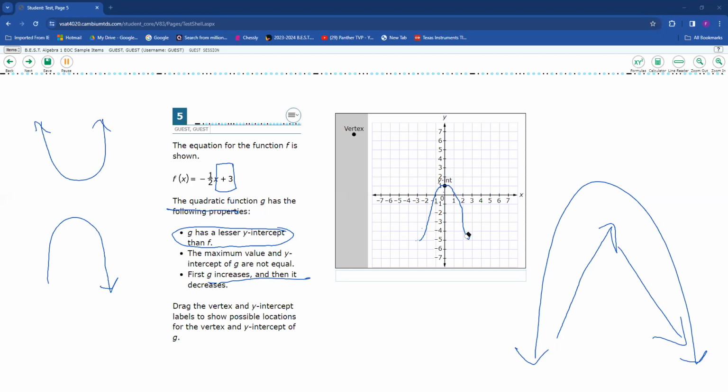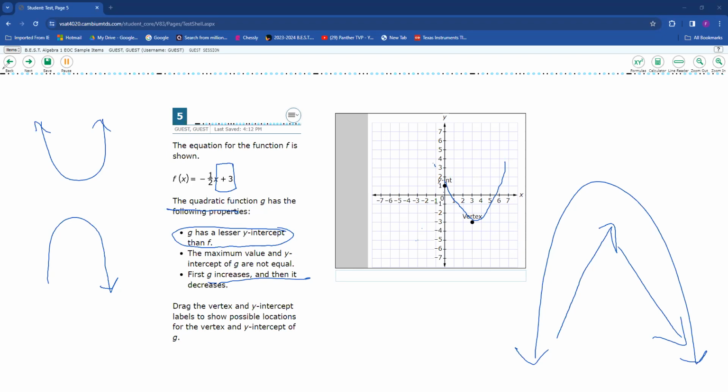All right. So if I put the vertex, say somewhere in here, that's not going up first. That's going down first and then up. You see, so that's the wrong place. So it has to be higher then.